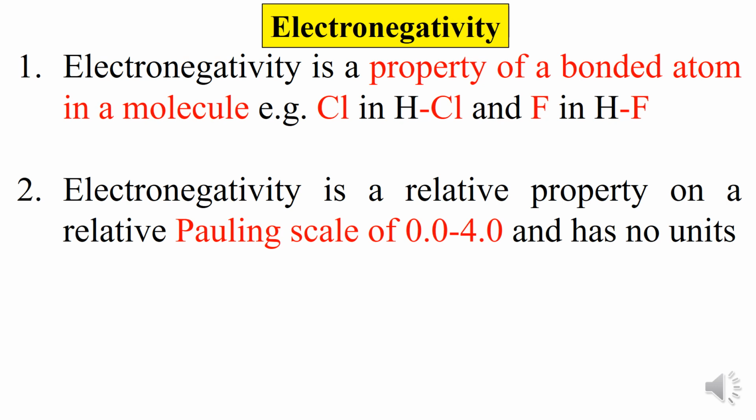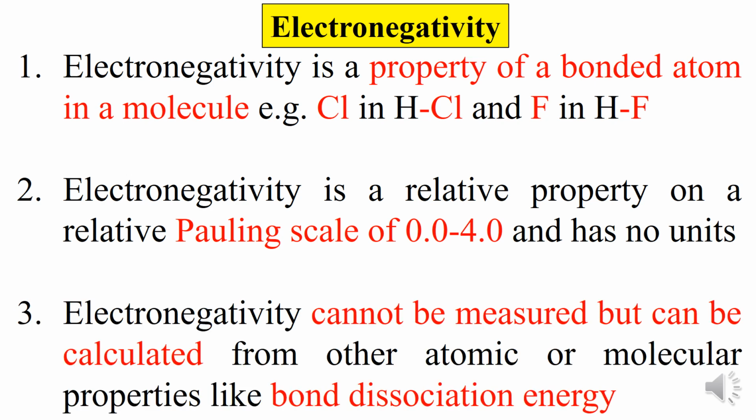Secondly, electronegativity is a relative property on a relative Pauling scale of 0 to 4 and has no units. Now, electronegativity value is assigned to the elements in the periodic table based on a relative Pauling scale, and this Pauling scale is based on bond dissociation energy. Electronegativity cannot be measured but can be calculated, based on atomic and molecular properties like bond dissociation energy.